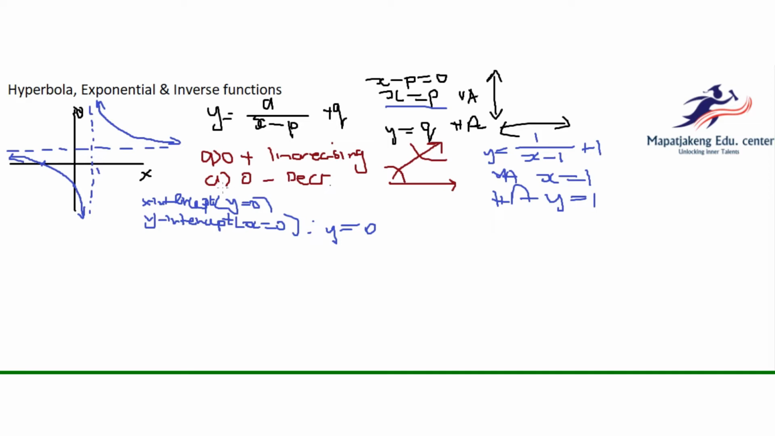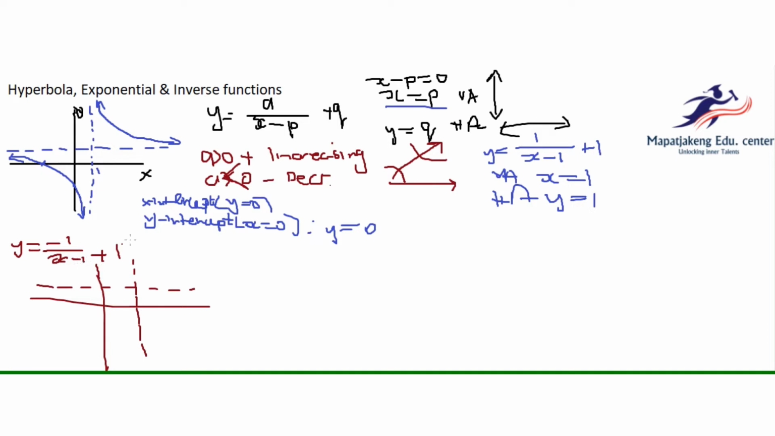Then, as I said, if it is supposed to be like that, right? And if a is negative, let's say we need to draw y is equals to -1 over x minus 1 plus 1. Then the asymptotes are still the same. It still cuts here, and then it still cuts there. The asymptotes p and q, right? And now it's negative.